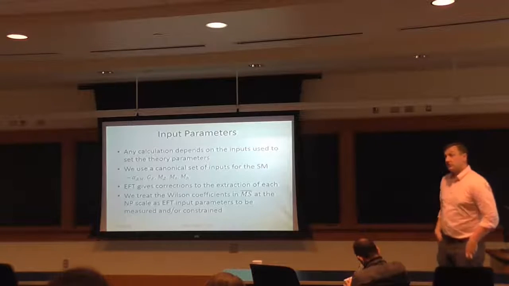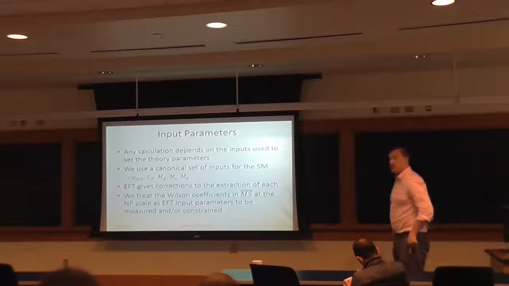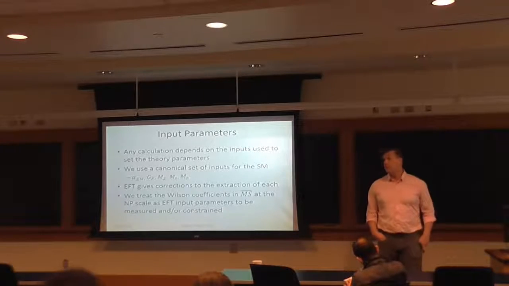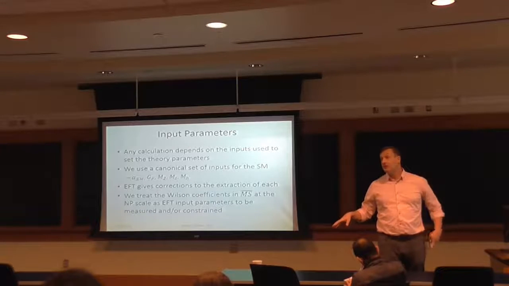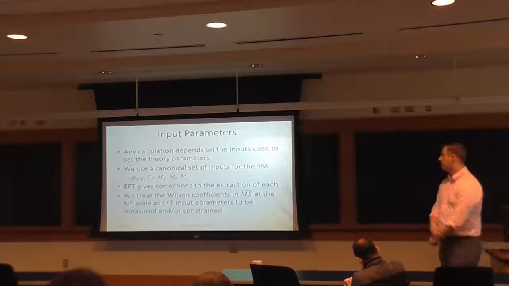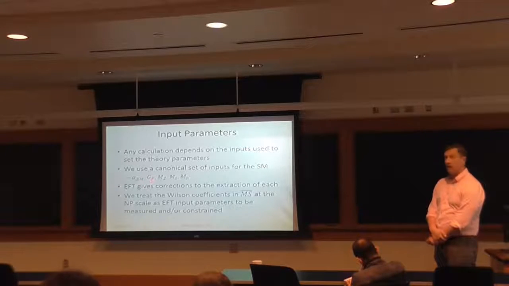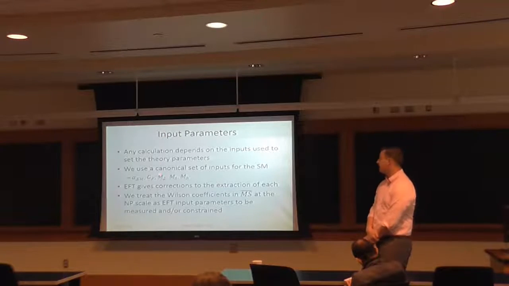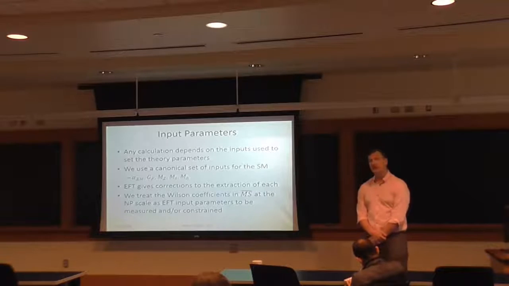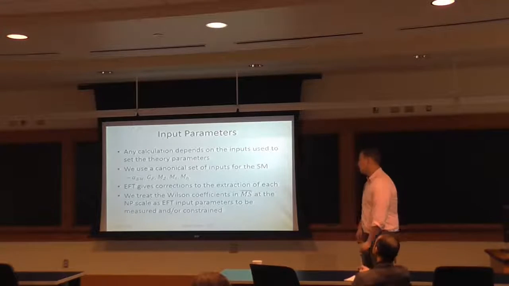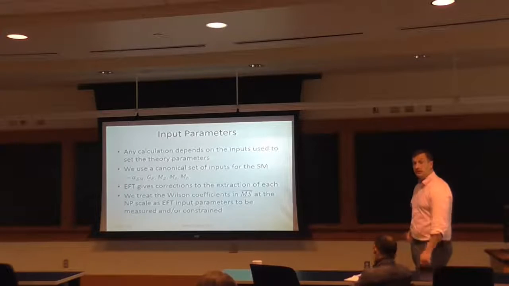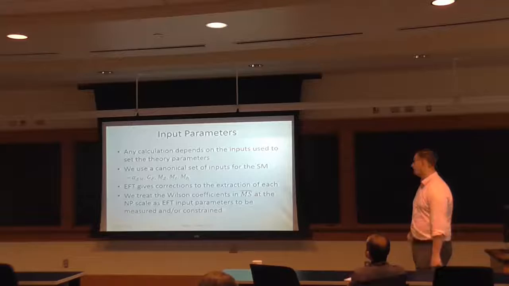Any loop calculation like this needs me to also calculate my input parameters at the same order, so that I actually understand what my Lagrangian parameters are in order to say something meaningful. So the canonical set which we chose for this calculation chooses alpha electromagnetic at the Z pole, G Fermi, M_Z, and the top and Higgs masses as these input parameters. The EFT actually corrects each of these things at tree level and again at loop level.